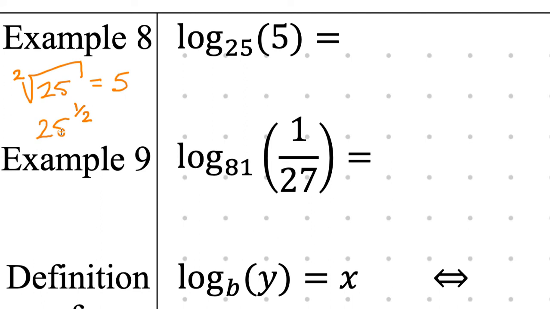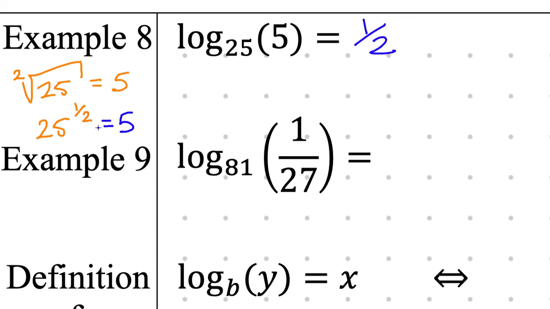Half power, I've never heard of that. You've never, what? Well, I guess I need to go back and reteach us a whole unit. 25 to the half power gives us 5. And again, make sure that you have this stuff down in your notes. The square root of 25 is 5, or 25 to the 1/2 power is 5.